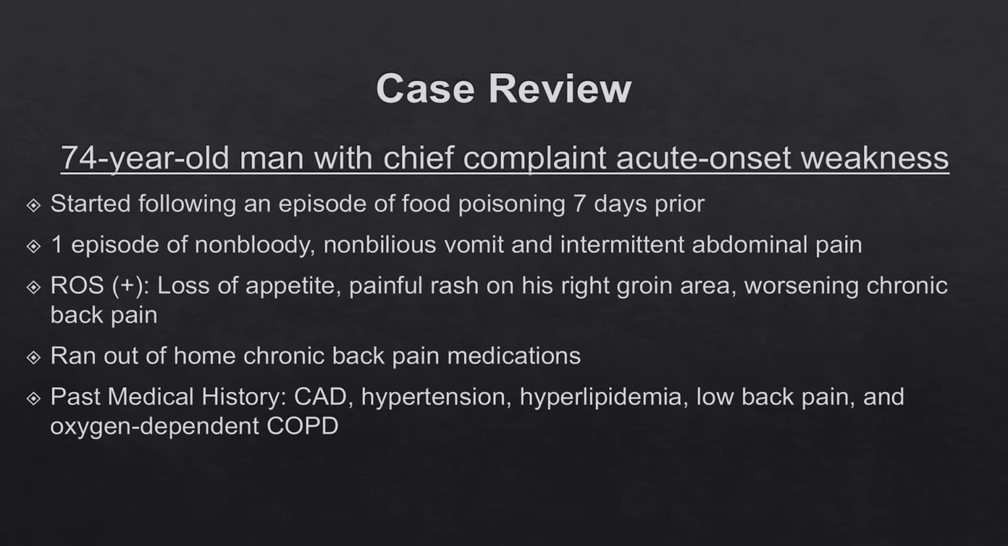So here's our case. This is a 74-year-old man with a chief complaint of acute onset weakness. He states this started following an episode of what he calls food poisoning 7 days prior. He describes this episode as one non-bloody, non-bilious emesis associated with intermittent abdominal pain. His review of symptoms is positive for loss of appetite, as well as a painful rash on his right groin area. And he mentions that he has worsening chronic back pain, mainly because he ran out of his home chronic back pain medications. The rest of his past medical history is as follows.